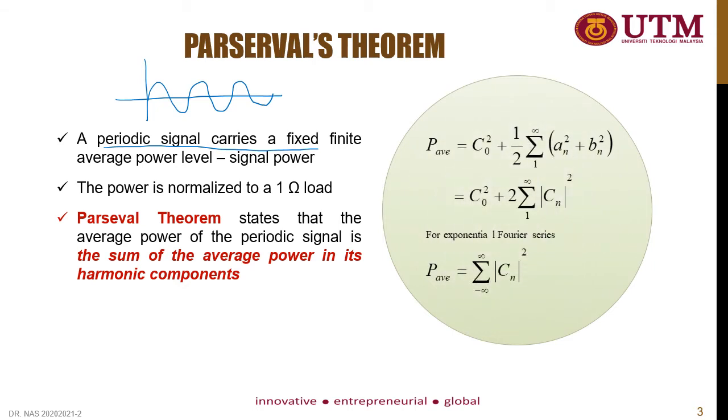So this is Parseval's theorem equation, in which P average is equivalent to the square of each magnitude of the components or the coefficients of your spectrum. So the equation can be simplified: P average equals the sum of the magnitude of Cn squared, with n depending on the number of harmonics.